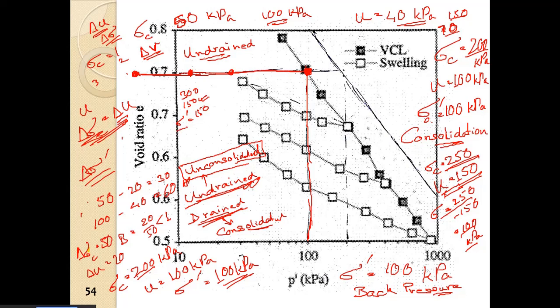So we see that the effective stress in the soil has increased from 100 to 150. So what will happen? There will be consolidation in the soil. So the soil will now move to, this is 200, so 150 will be somewhere here. The soil will move to this point here. So there will be volume change. So the void ratio will change. That means the soil is consolidated.